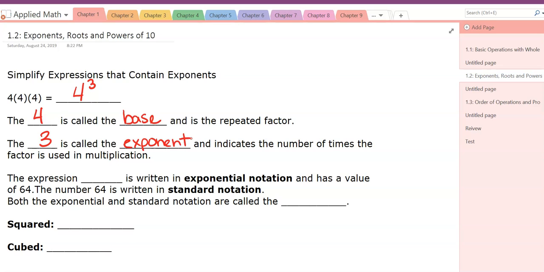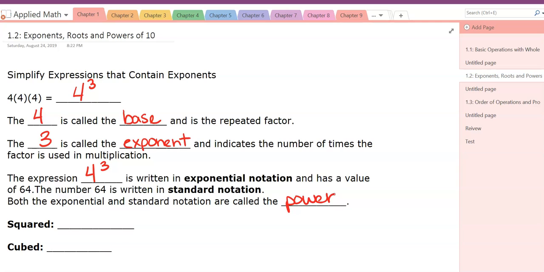So this expression, 4 to the third, is written in what we call exponential notation, and it has a value of 64. The number 64 is written in standard notation, so that's what you get when you actually plug it into your calculator and evaluate, or if you just take 4 times 4 times 4. Both the exponential and standard notation are called the power. So 4 to the third, if I evaluate that, the power would be 64. Now, 2 of our exponents have special names.